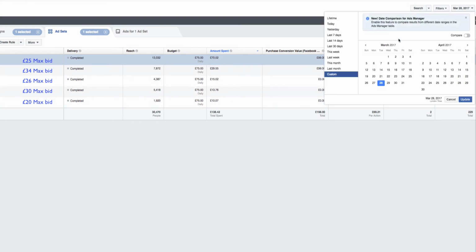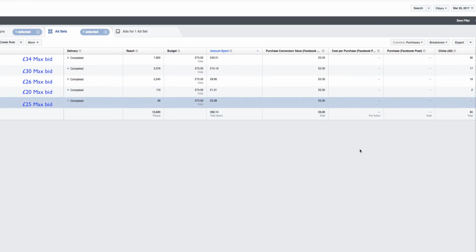So again, we left it another day, which was the 29th, and this is where it got a bit dead because nothing really was happening. Nothing seemed to happen in terms of sales. We've got a few clicks to the website, but in terms of this one here, which was the original ad set, which was running at this one was £25 max bid. We spent nothing. We spent 28p, which is nothing.